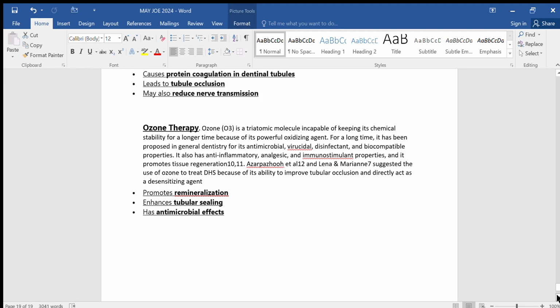How does it reduce dentin hypersensitivity? It promotes remineralization. It enhances tubular sealing. It has antimicrobial effects. So this was the summary of modern methods in terms of treatment.